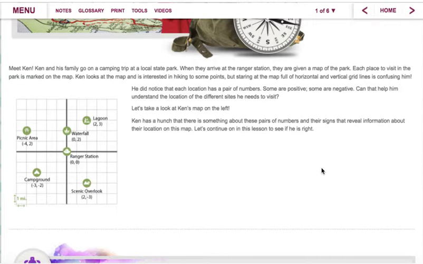He did notice that each location has a pair of numbers. Some are positive, some are negative. Can that help him understand the location of the different sites he needs to visit? Let's take a look at Ken's map to the left. Ken has a hunch that there is something about these pairs of numbers and their signs that reveal information about their location on this map. Let's continue on this lesson to see if he is right.